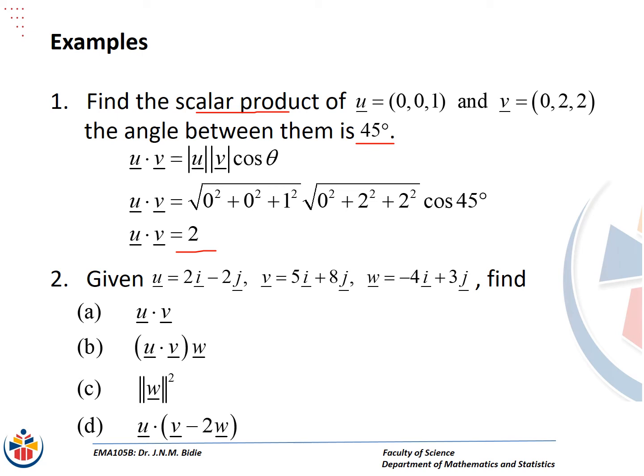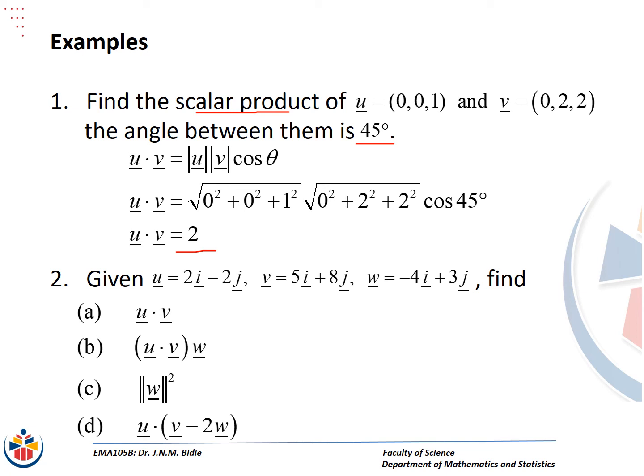Number 2, we've been given u, v, and w. Firstly, let's find u dot v. We know we'll multiply 2 and 5, add that to -2 times 8 and get an answer. And then for b, it's the answer for a multiplied to the vector w. Note that this is just a scalar multiplication because u dot v gives you a scalar. So you get a number in a, take that number, multiply it to w. That means each of those components will be multiplied by that scalar.